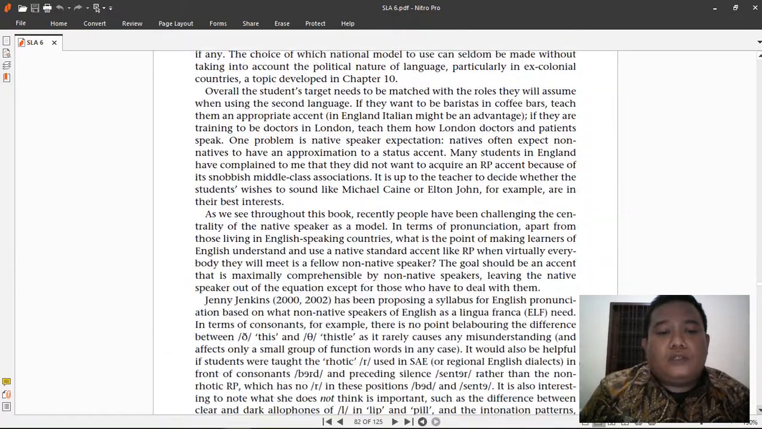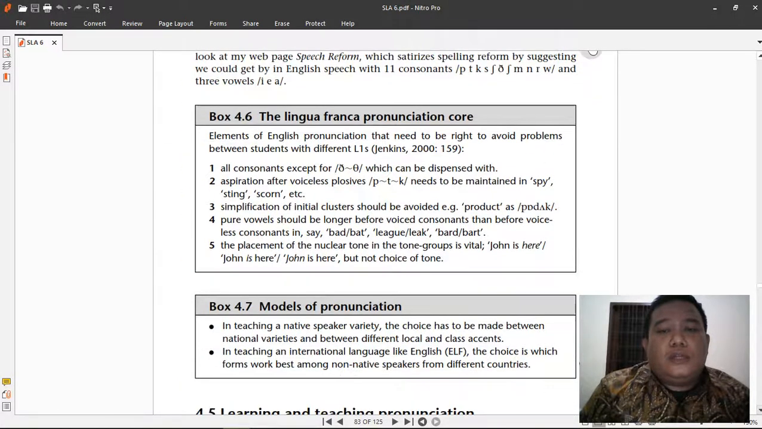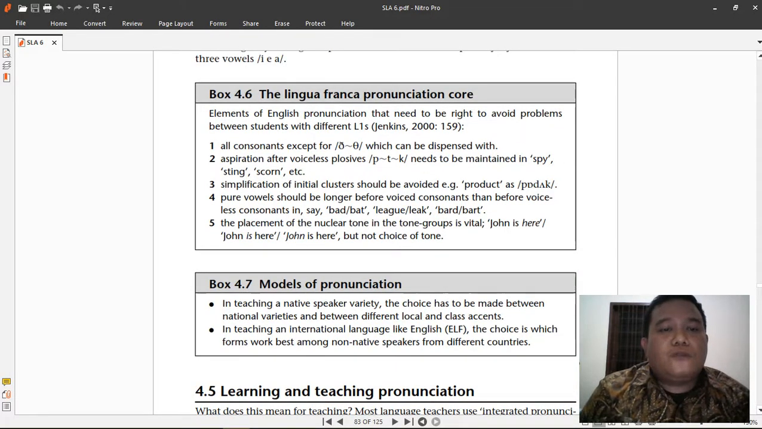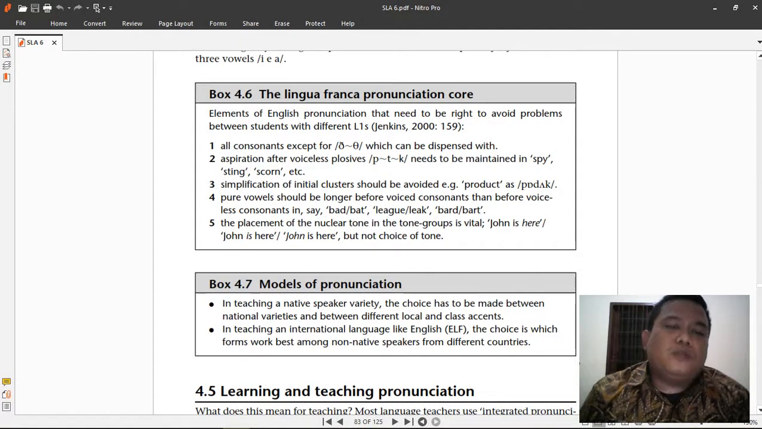Then how we teach pronunciation in different countries, like in Indonesia. We will talk about that in 4.5, learning and teaching pronunciation. But before that, take a look at the box. Box 4.6, the lingua franca pronunciation core. Core means, in Indonesian, inti, pusat. Elements of English pronunciation that need to be right to avoid problems between students with different first languages.